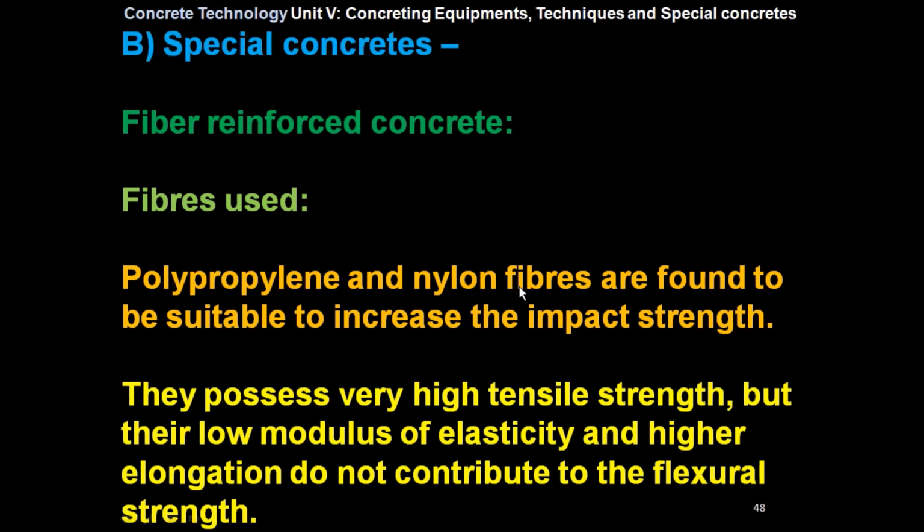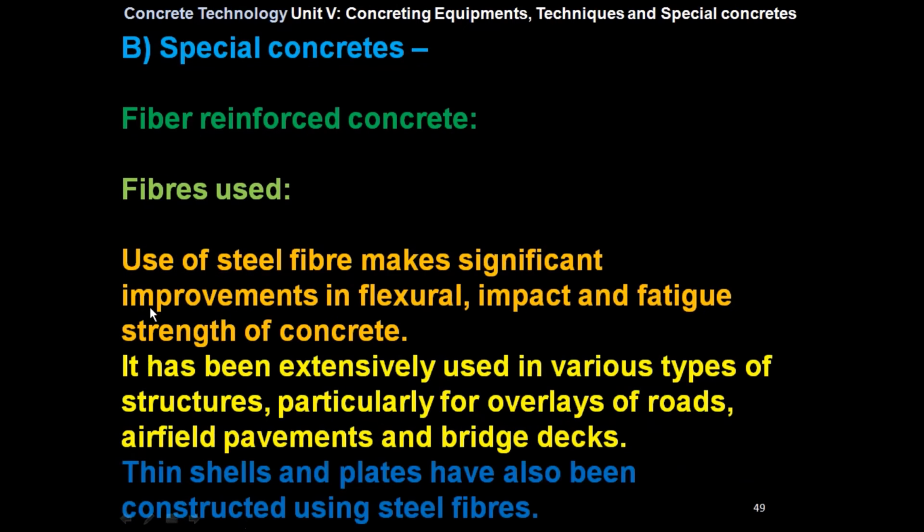Polypropylene and nylon fibers are found to be suitable to increase the impact strength. They possess very high tensile strength, but their low modulus of elasticity and higher elongation do not contribute to the flexural strength. Use of steel fiber makes significant improvement in flexural, impact and fatigue strength of concrete. It has been extensively used in various types of structures, particularly for overlays of roads, airfield pavements and bridge decks.